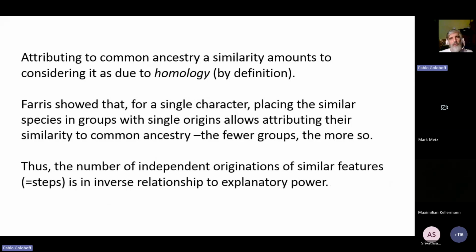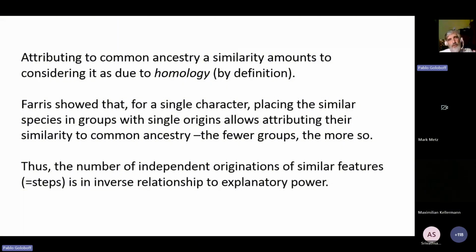When you attribute a similarity to common ancestry, that amounts to considering that similarity as due to homology, by definition of homology. So you can also say that optimal phylogenies are those that allow considering as homologous the largest possible number of similarities. Farris showed in his paper that for a single character, placing the similar species in groups with single origins allows attributing their similarity to common ancestry.